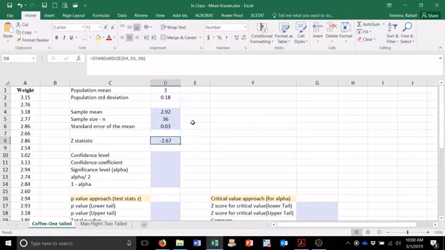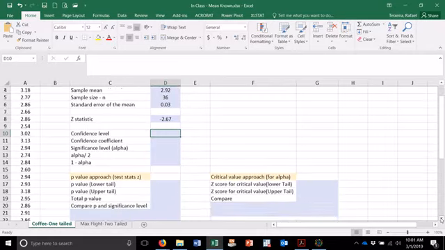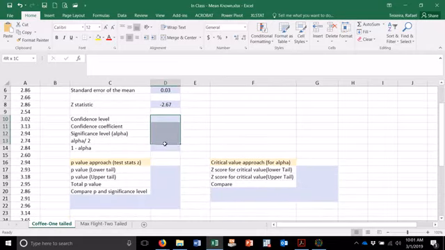Okay, my z statistic again compares how far this sample mean is from the population mean divided by the standard error of the mean. Now that I have this piece of information, I can go ahead and work on the confidence level. Okay, so let's work on the confidence level, and the confidence level comes from the problem. Let's take a look at the problem.